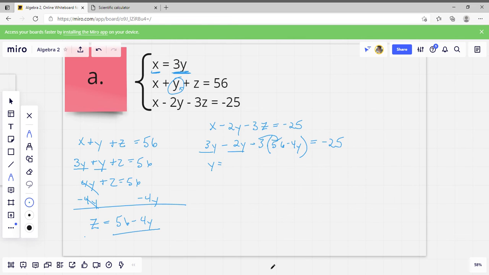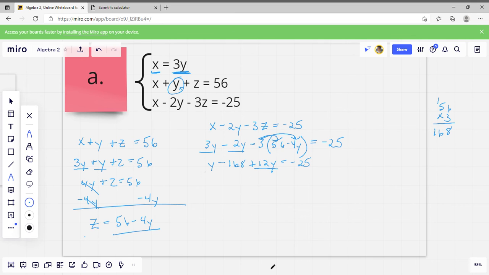And now we're going to multiply 3 times 56. 3 times 6 is 18. 3 times 5 is 15, 16, 168. So we got 3y minus 2y would be 1y. And then negative 3 times 56 would be negative 168. Now you have to distribute to here. 3 times 4 is 12, and that would be positive 12y equals negative 25.